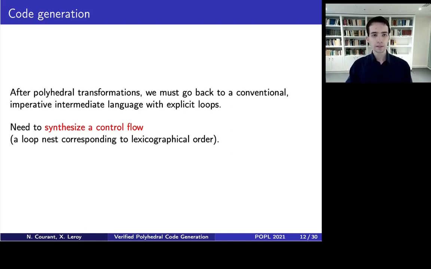After we have done these polyhedral transformations, the last step is to go back to this imperative language with explicit loops. For that, we need to synthesize a control flow where a loop nest corresponds to a lexicographical order. This is a code synthesis problem and is actually quite difficult.